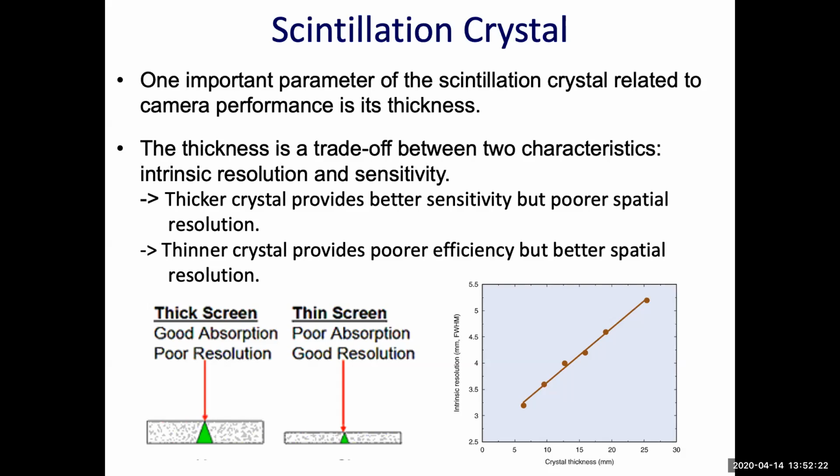With the thinner crystal, we get poorer efficiency or poorer sensitivity, but better spatial resolution because the probability is less to get Compton scattering with the thin one. And also the distribution of the light photons in the thicker one is wider here, so to define the location of incident is not as easy as with the thin one. Here the distribution of light is less, so the location of incident can be defined easily.